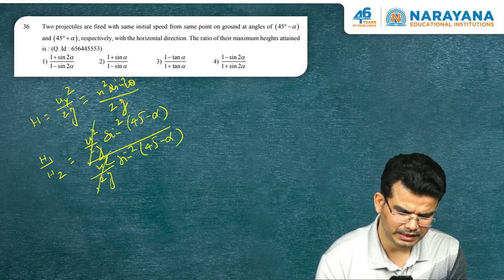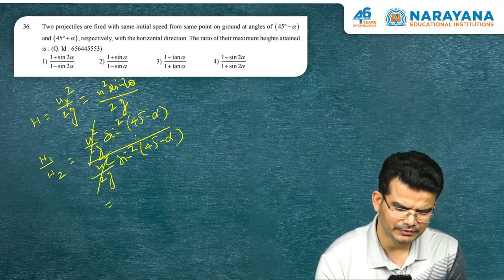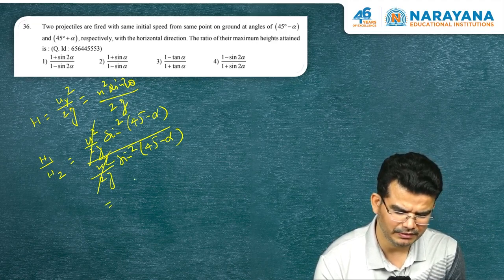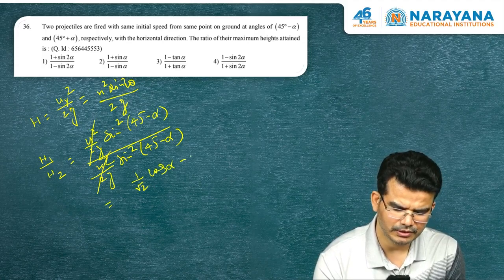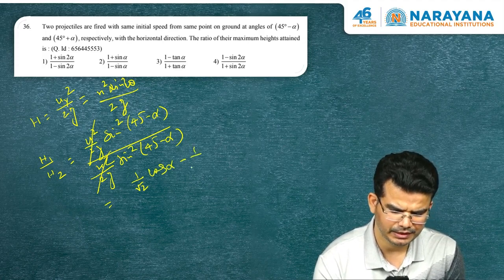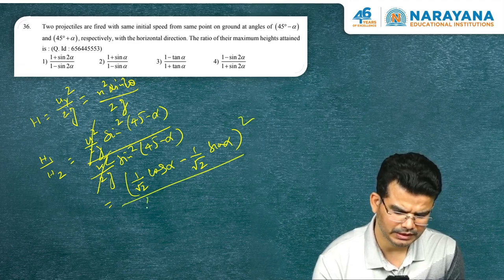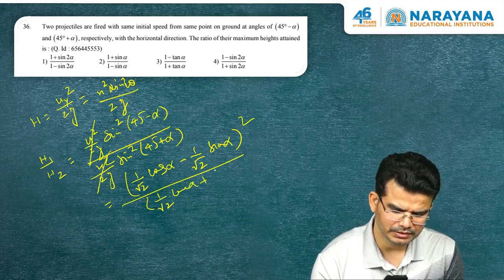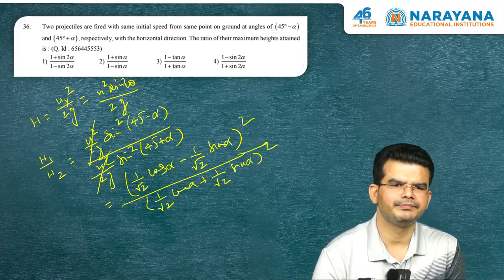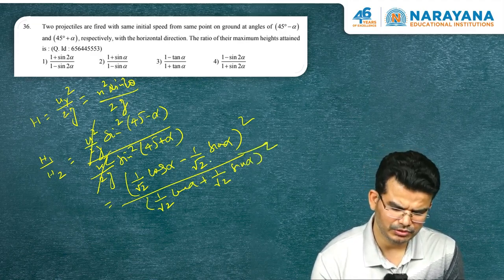Now, a little bit of hard work we will do. What is sin of 45 minus alpha? So, sin 45 is 1 by root 2, using sin A cos B minus cos A sin B, so 1 by root 2 cos alpha minus 1 by root 2 sin alpha, whole square, upon how much is the denominator? Again it is the same, 1 by root 2 cos alpha, here plus sign is there, sorry, cos alpha plus 1 by root 2 sin alpha, whole square. Fine, very simple. 1 by root 2 is everywhere cancelled.